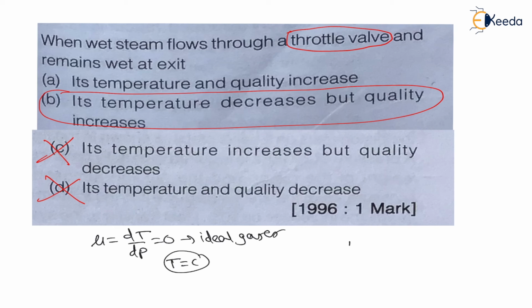And for real gases due to throttling temperature may increase, may decrease, or may remain constant. That depends on the value of Joule Thomson coefficient. If this Joule Thomson coefficient is positive, then temperature decreases. If it is negative, then temperature increases. And if it is 0, then temperature remains constant.